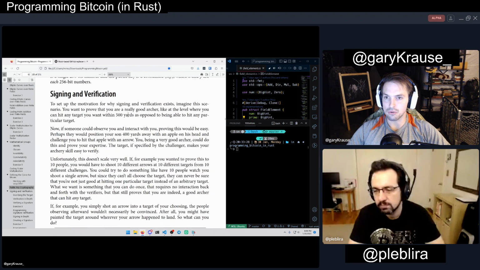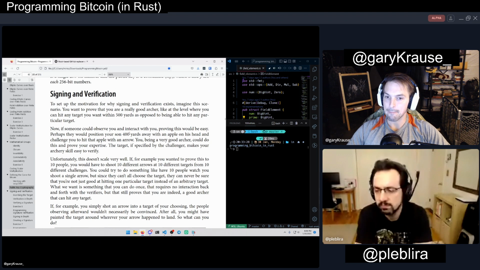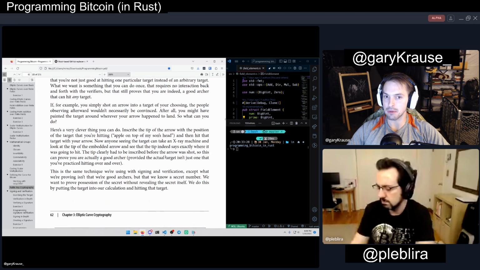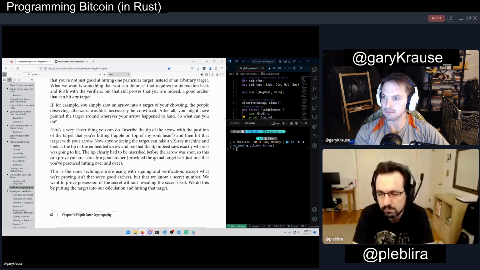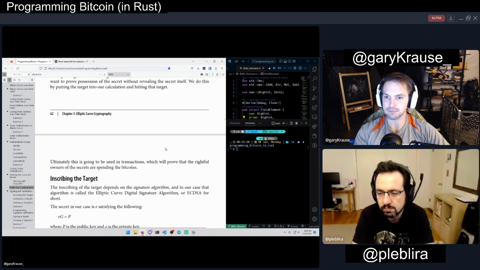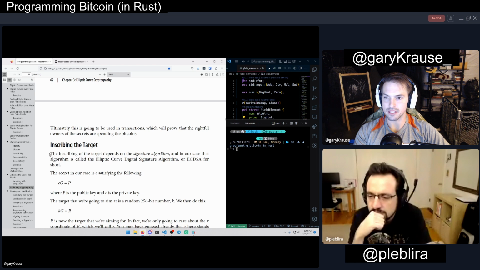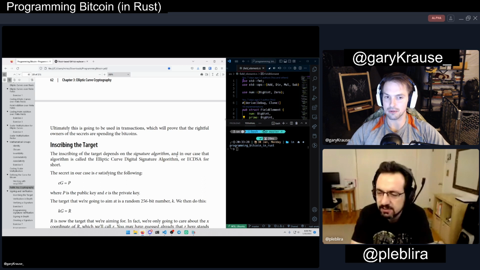And this goes into a whole story about signing and verification, about shooting an arrow, and basically you're inscribing the target on the tip of the arrow, and then you hit the target, sort of thing. And the inscribing the target part, where is this signature algorithm? ECDSA. Yeah, elliptic curve digital signature algorithm.